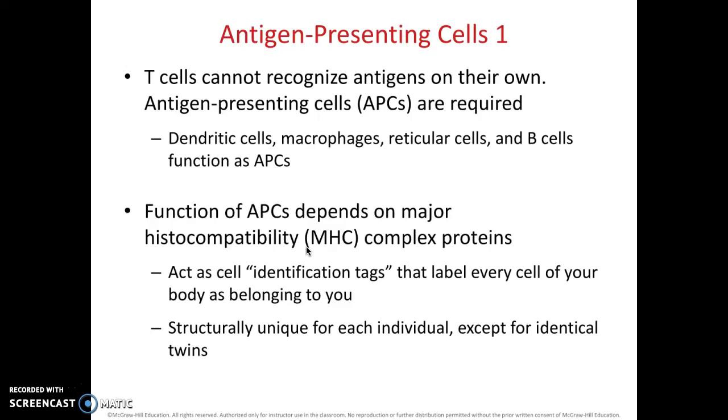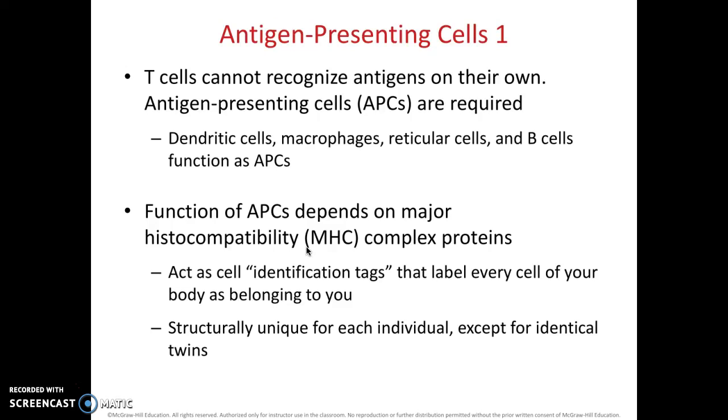So what's the difference between B and T cells? T cells are not able to recognize antigens on their own and require an antigen-presenting cell. Remember, we talked about these antigen-presenting cells. They are able to phagocytize the invader and present the antigen to the T cell. So these antigen-presenting cells include dendritic cells, macrophages, reticular cells, and B cells.